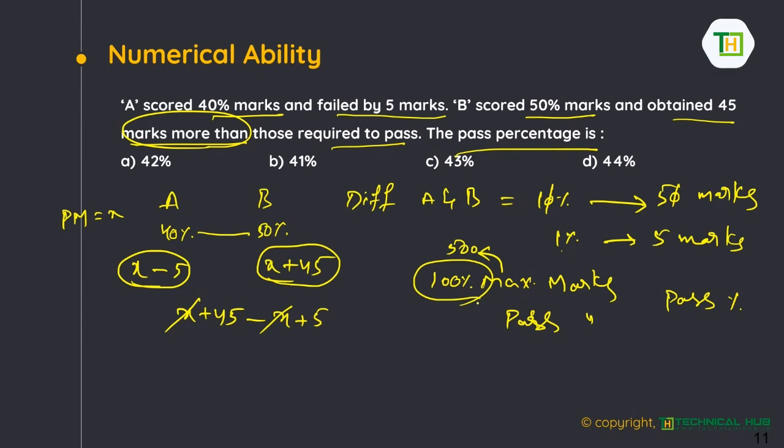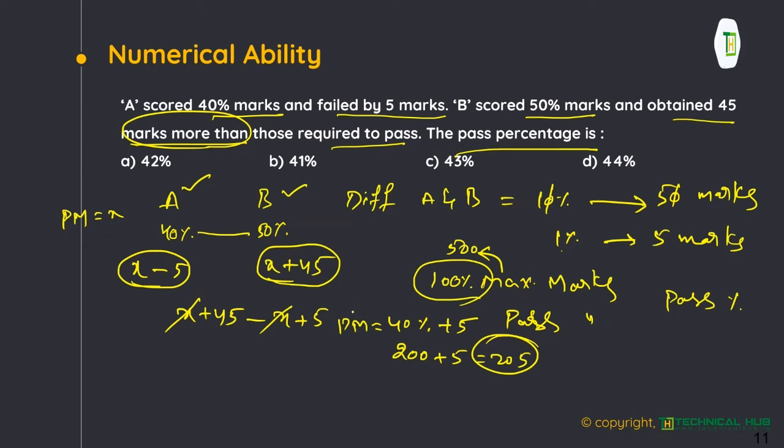Coming to pass mark, you can take either the first person as a reference or the second person. Here, first person 40 percentage and he failed by 5 marks. It means if he got 5 marks more than 40 percentage, then he will pass. Therefore, pass mark is equal to 40 percentage plus 5. 1 percentage is equal to 5, so 40 percentage is 40 into 5, 200. 200 plus 5, 205. Pass marks are 205.